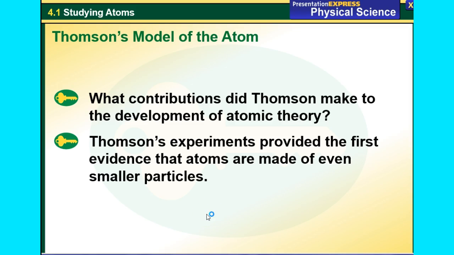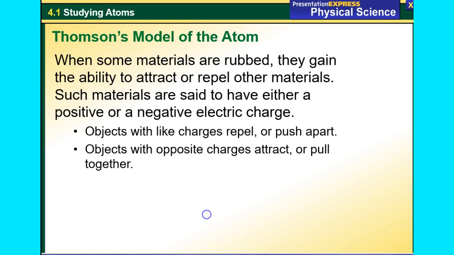Thomson's model of the atom. What contributions did Thomson make to the development of atomic theory? Thomson's experiments provided the first evidence that atoms are made of even smaller particles. When some materials are rubbed, they gain the ability to attract or repel other materials. Such materials are said to have either a positive or negative electric charge.